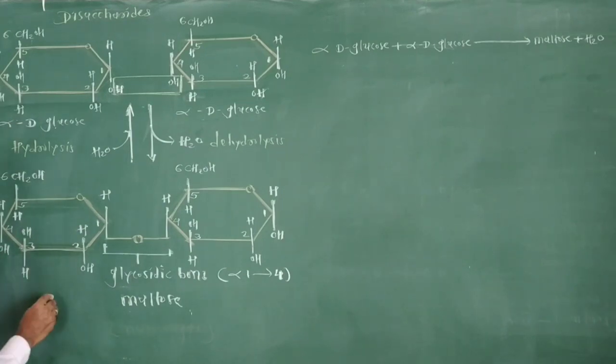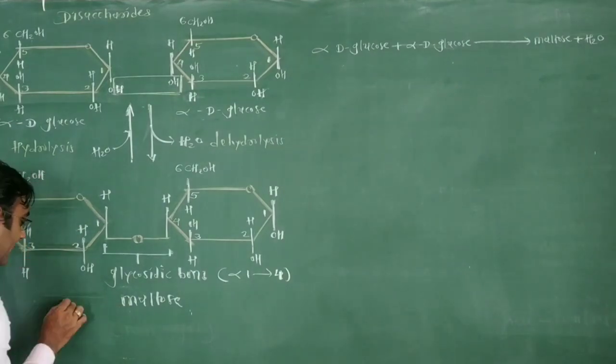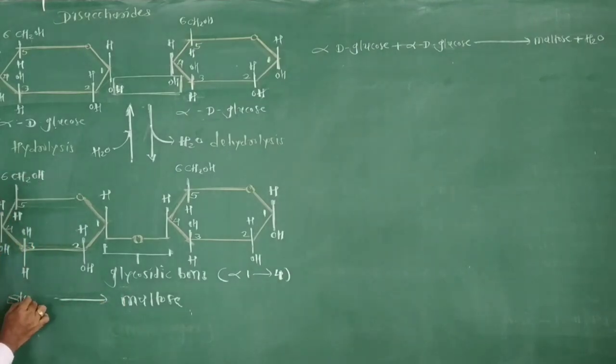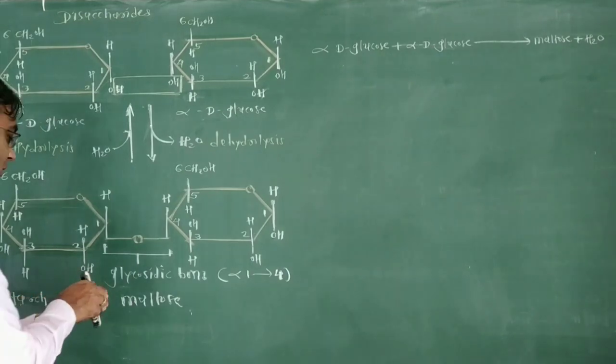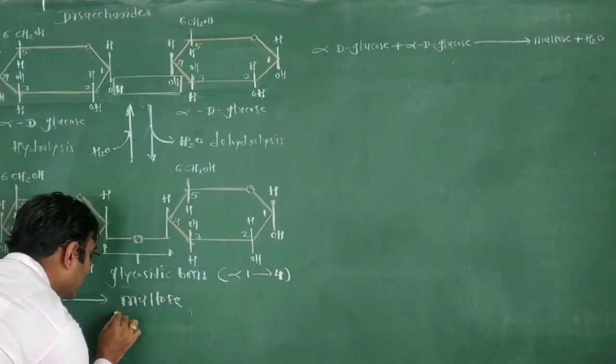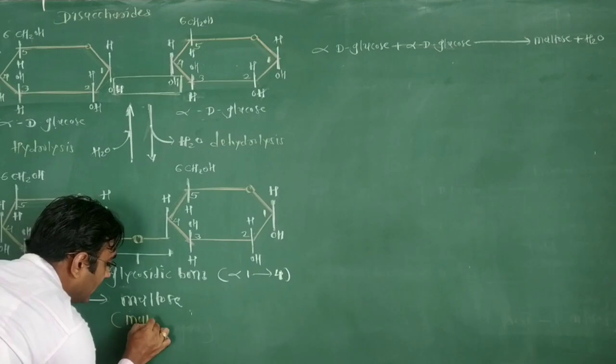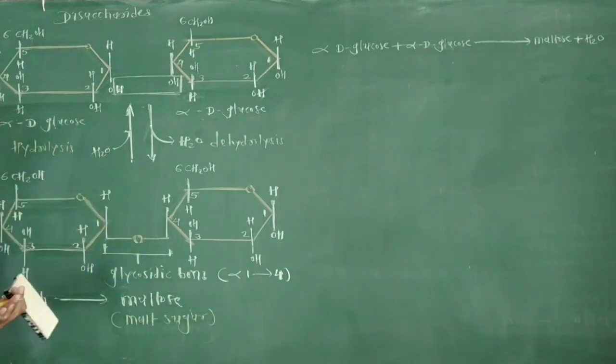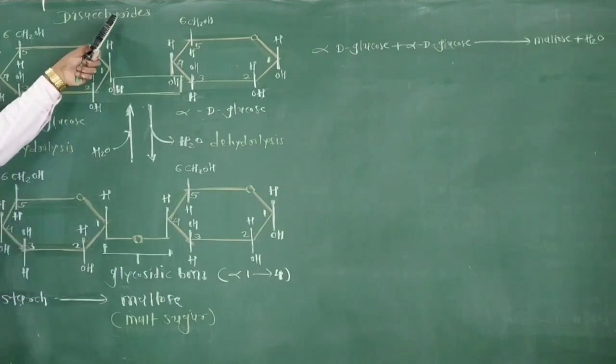Maltose is present in the seed of a plant where starch is digested. Starch is an example of a polysaccharide. Starch is digested in a germinating seed. In a germinating seed, starch is digested into what? Maltose. That's why maltose can also be called malt sugar inside the seed. That is malt sugar. Okay, one type of disaccharide we completed.